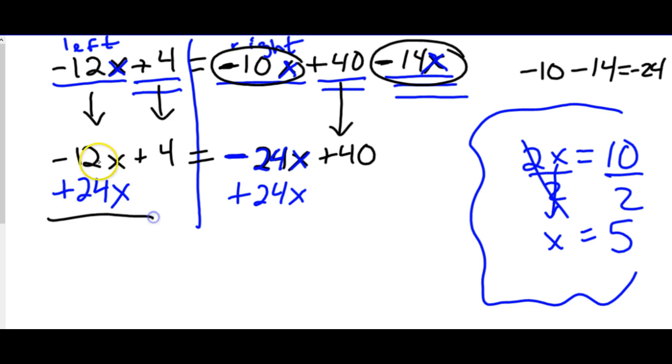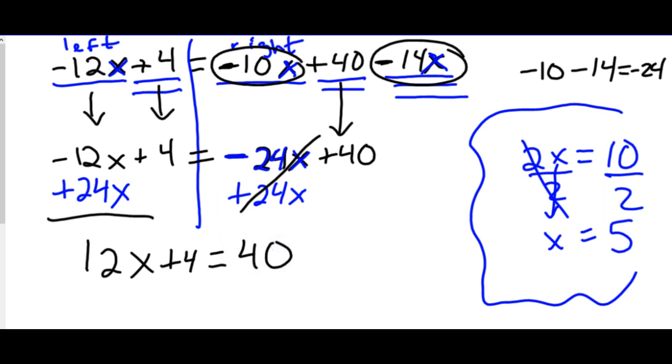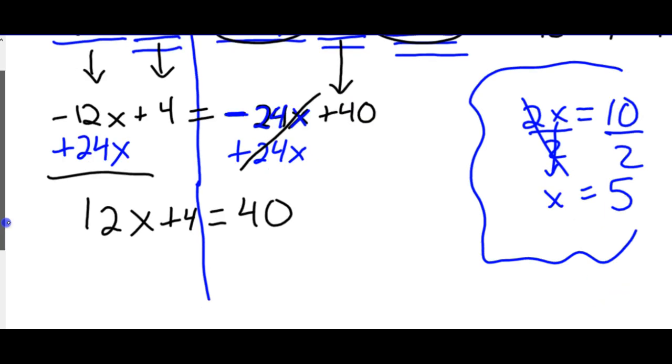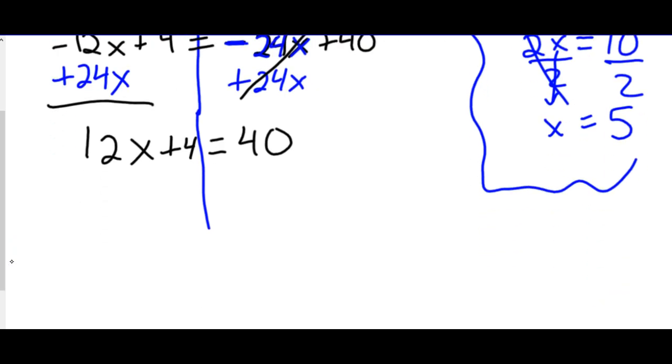We combine those now. Negative 12x plus 24x is positive 12x. Plus 4 equals, those cancel because they were opposites. So that equals 40. Now it's looking more like a regular equation.